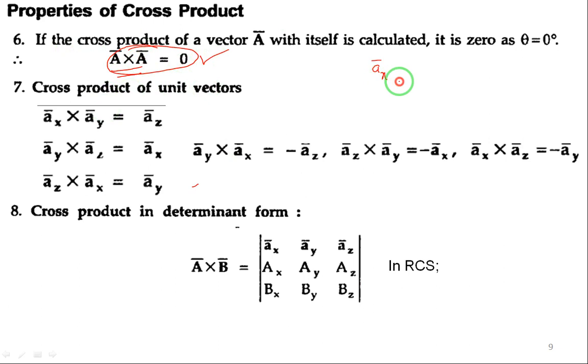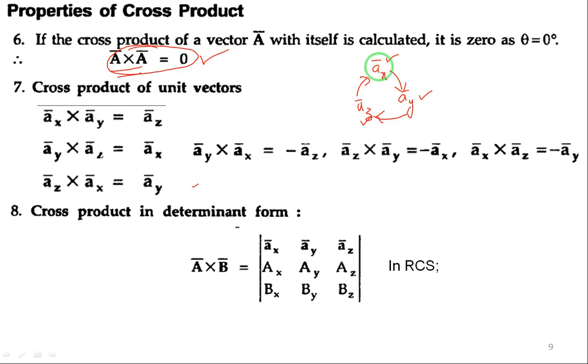This diagram I draw will help us. Ax, Ay, Az. For remembering how to take the cross product, I will draw the cycle in clockwise direction. Ax to Ay, Ay to Az. Just see, I will take the cross product of Ax, observe, Ax cross Ay. Next I will take Ay cross Az. Next I will take Az cross Ax. This continues, right? The cross product of two different or dissimilar vectors.